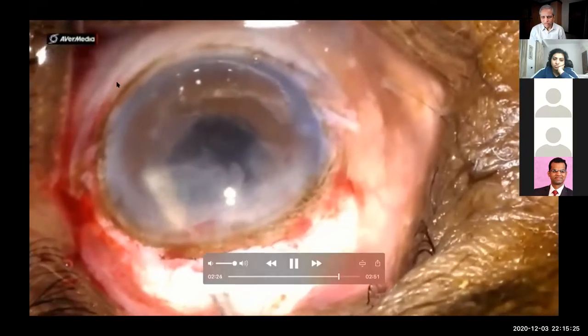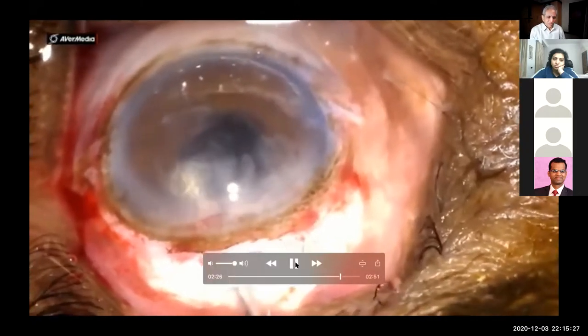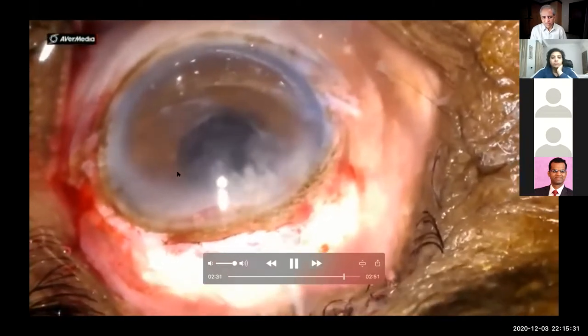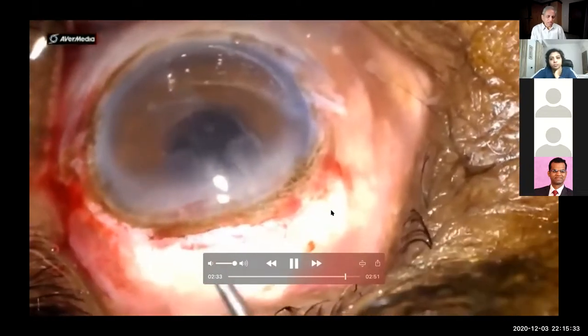Dr. Nagaraj, you have facilities for endothelial count in your hospital? Yes, sir. Do you do it post-operatively as a routine? So that's a very good feedback.